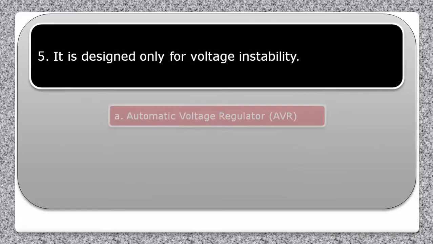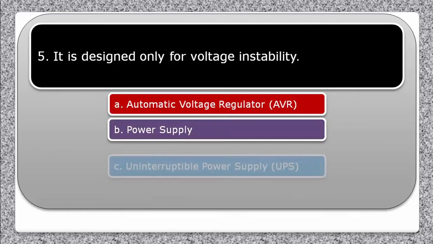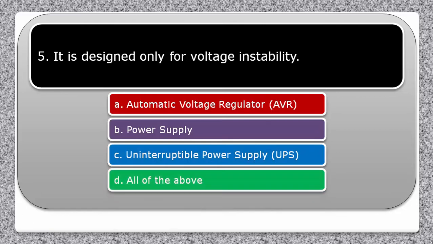Number 5. It is designed only for voltage stability. Letter A, automatic voltage regulator. Letter B, power supply. Letter C, uninterruptible power supply. Letter D, all of the above.